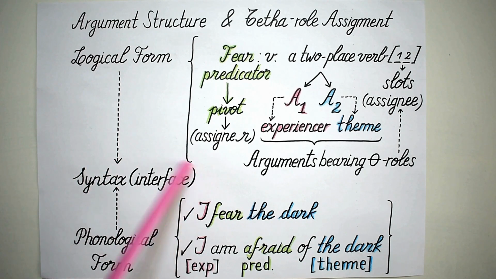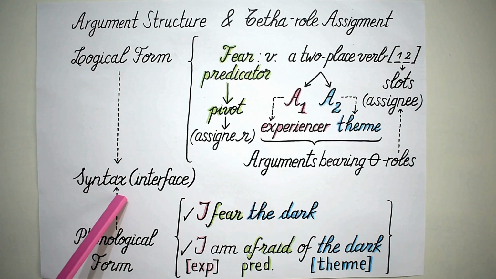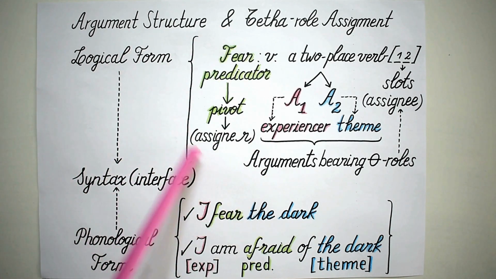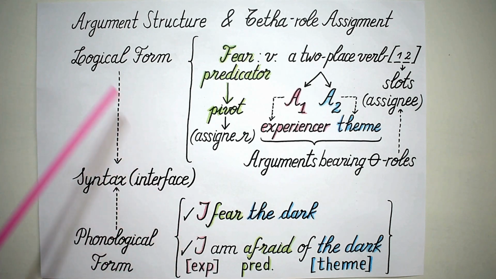So syntax is the interface level between logical form and phonological form. That is, syntax is the space where all the logical material, all the semantic material is organized, is distributed, so that we can come up with some sort of phonological form, so that we can utter a sentence that will represent, and have correlations with, what's going on in our minds at a logical form or semantic level.